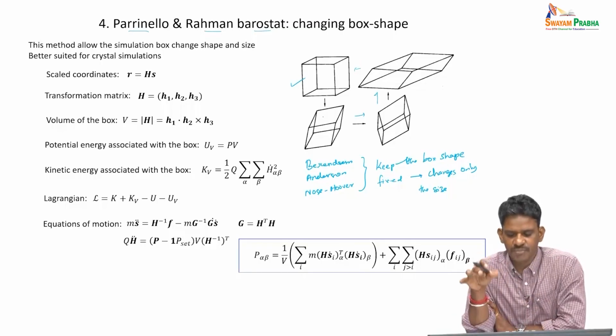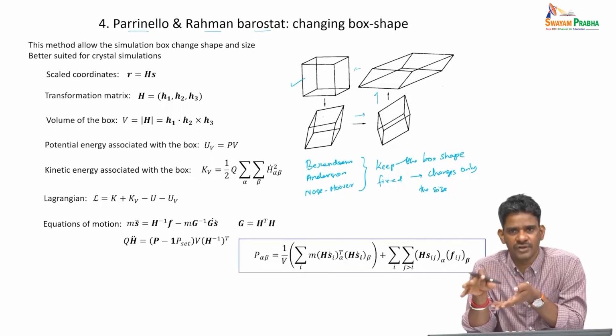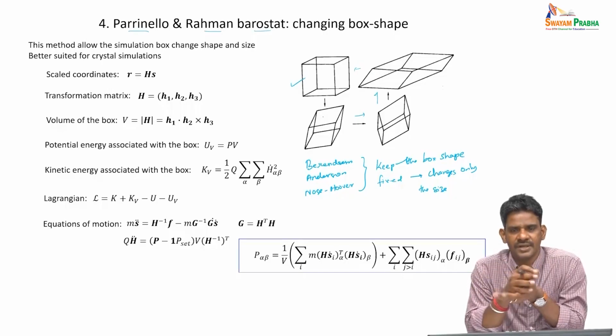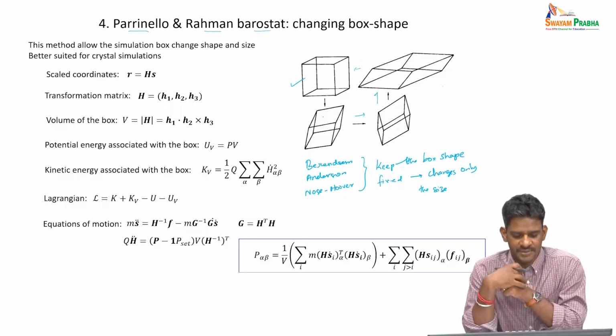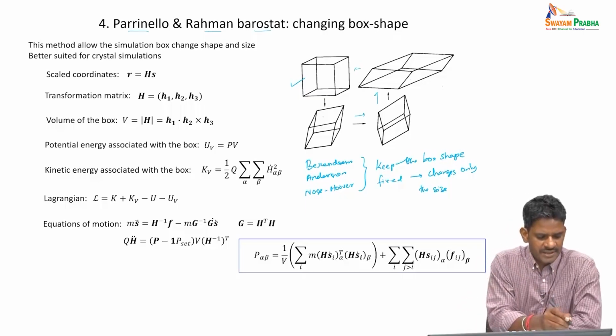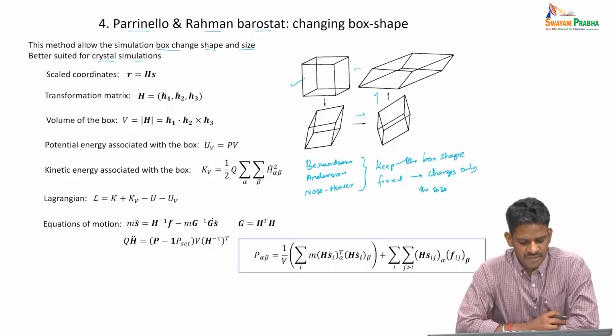And this kind of a simulation is important because sometimes when you simulate a crystal system, and if your crystal does not follow the symmetry of a cubic lattice, then you will have a problem in equilibrating and sampling. So if you let the box change the shape, then your system can actually take whichever symmetry that it wants to crystallize into. So this Parrinello-Rahman barostat is more suitable for simulating a crystal system. So we have to remember that this method allows the change of the box size as well as shape, and these are more preferred for crystal simulations.